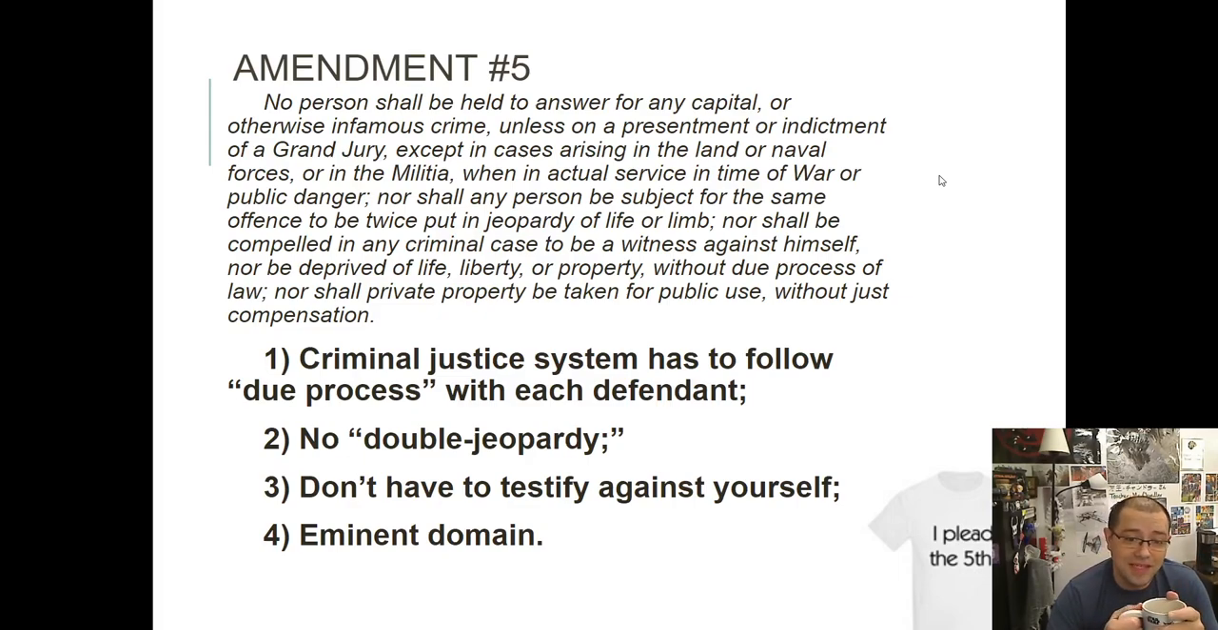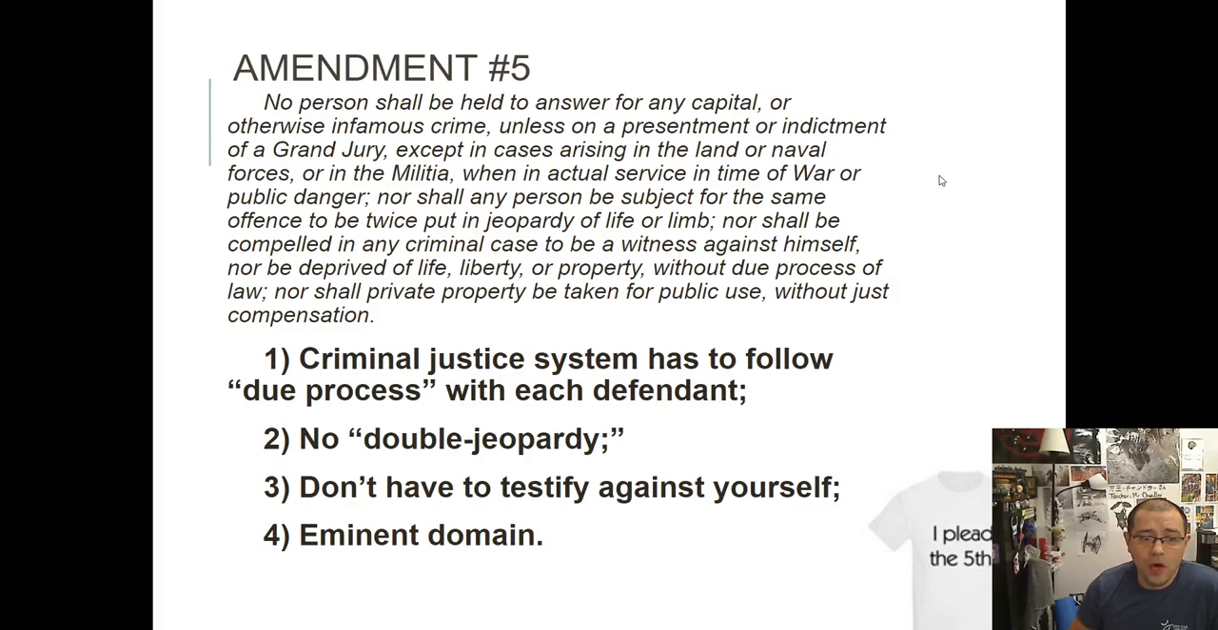Number 3, you don't have to testify against yourself. You do have to testify against other people, though, or you can go to jail, but you don't have to testify against yourself. And finally, eminent domain, which I find extremely notable. It is the only place in the entire Bill of Rights where they are actually kind of taking away your rights. But this is really important.